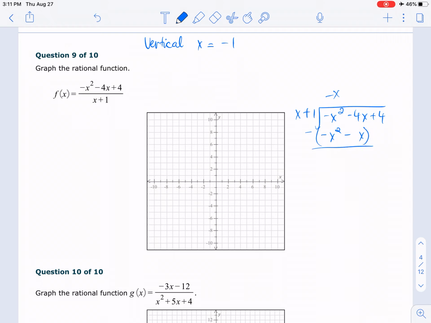So when we subtract, we get negative 4x plus 1x, so negative 3x plus 4. Negative 3, so we get negative 3x here, negative 3. And when I subtract, I get 7. Okay, so for the slant, it is y equals negative x minus 3.